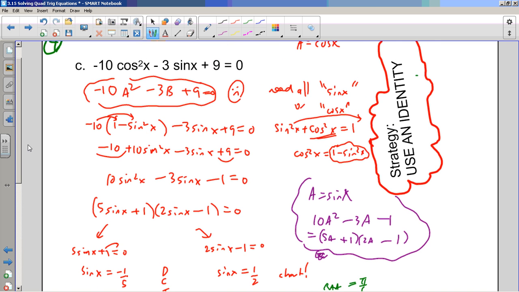What made that one hard, by the way, was, remember, we didn't have all the same variable. And we got the same thing next time.